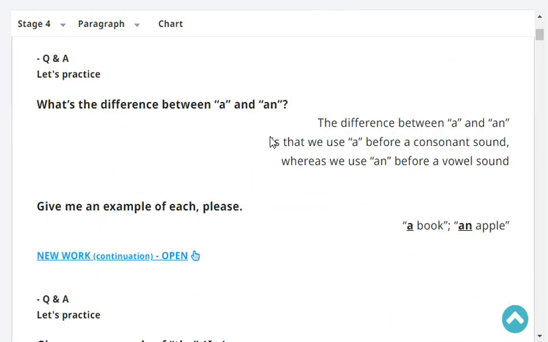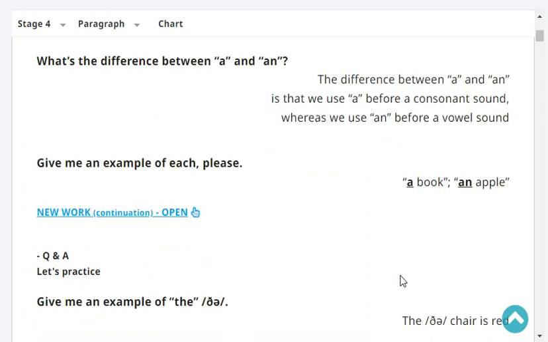Ready? Okay. Here we go. What's the difference between a and an? The difference between a and an is that we use a before a consonant sound, whereas we use an before a vowel sound. Very good.